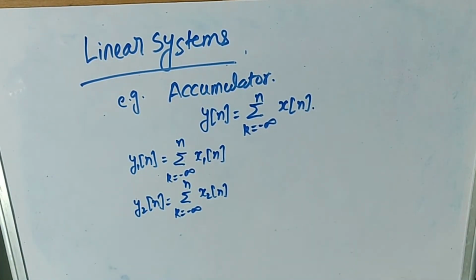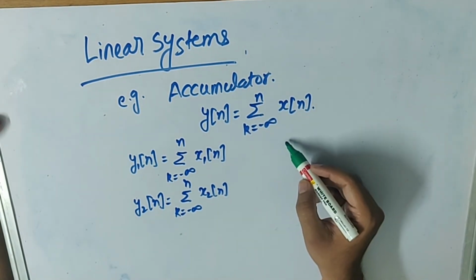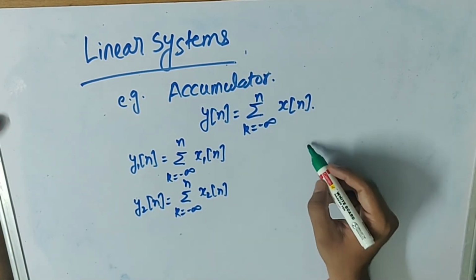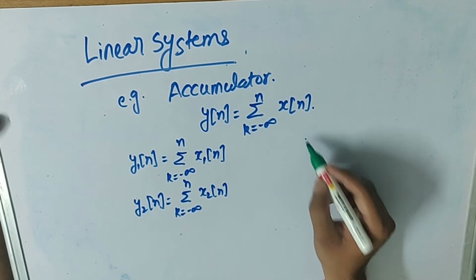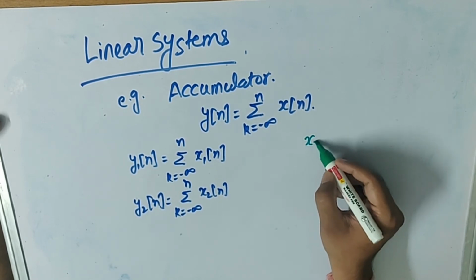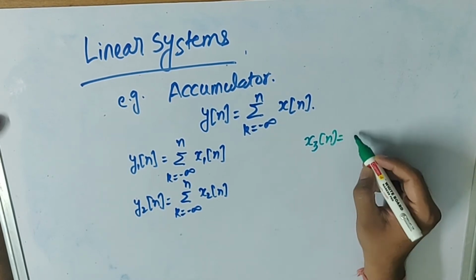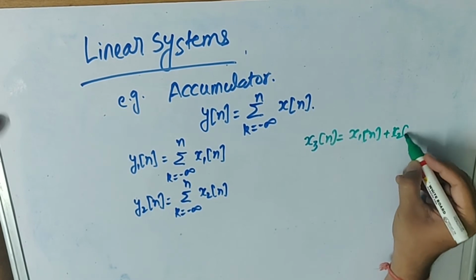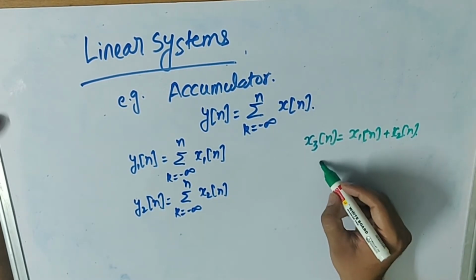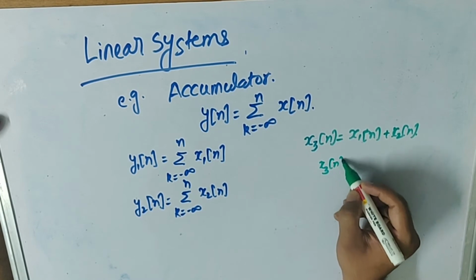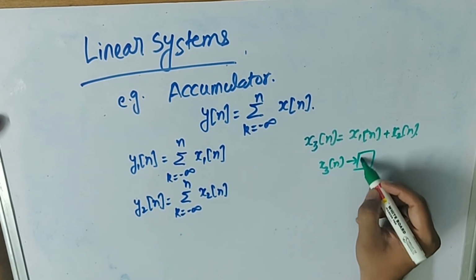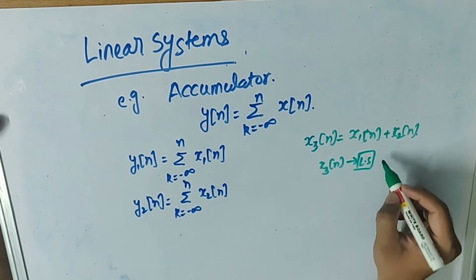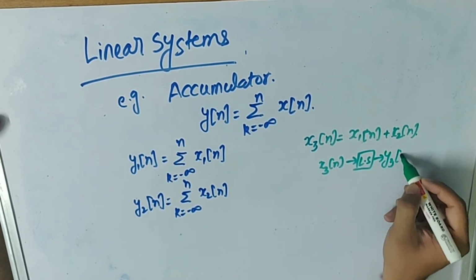The other part is, what if the input is x1[n] plus x2[n]? Let's assume that there is another input x3[n], which is x1[n] plus x2[n]. And x3[n], when given to a linear system, the output is, let's assume, y3[n].